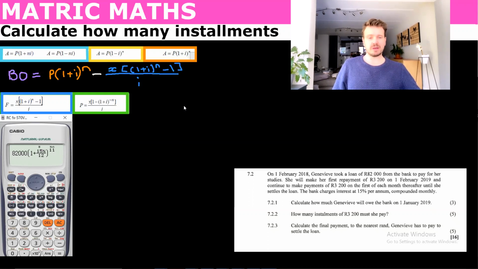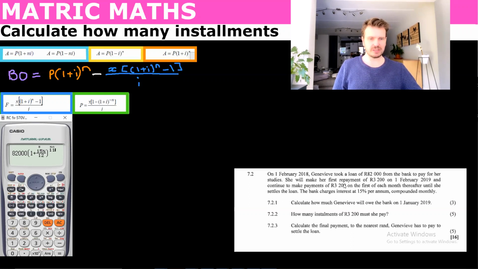So I've got this past paper question which says, Genevieve took a loan out from the bank of 82,000 Rand, and she makes her first payment on the 1st of February 2019. So she makes her payment a year after she actually took the loan. And she says she's going to make payments of 3,200 a month, and the bank charges 15% per annum compounded monthly. So the first question says, what is the value that Genevieve will owe the bank on the 1st of January 2019. So of course she doesn't start paying the loan until February.